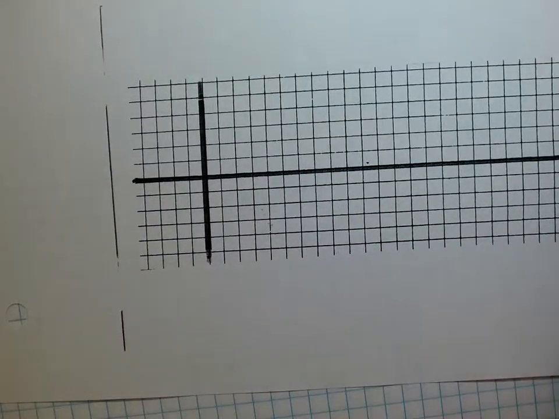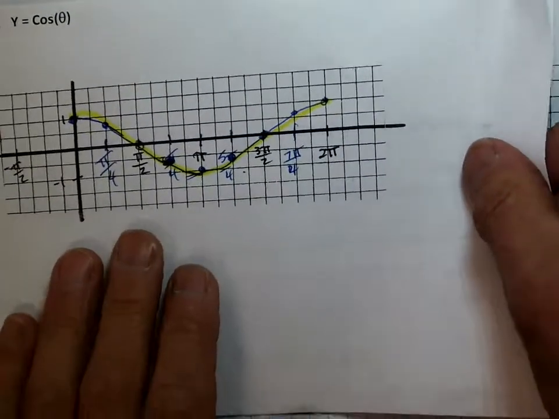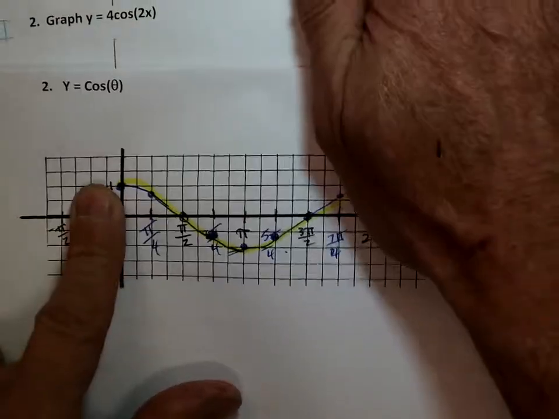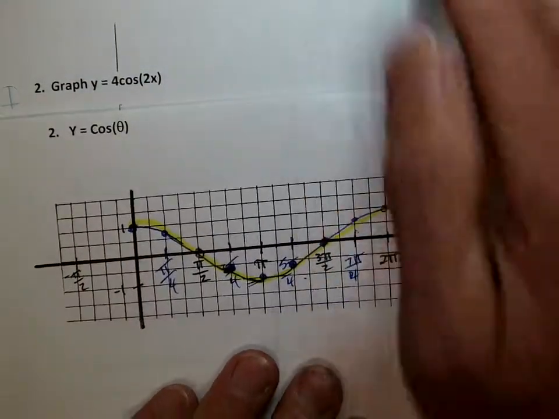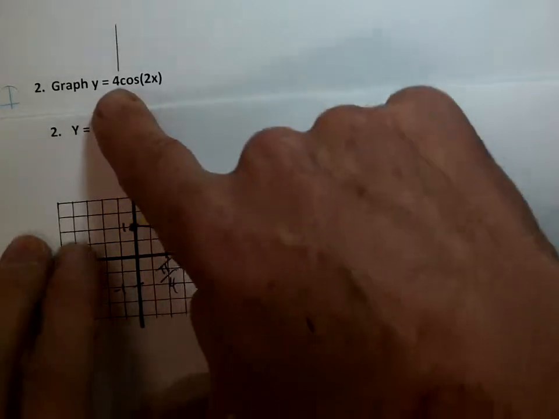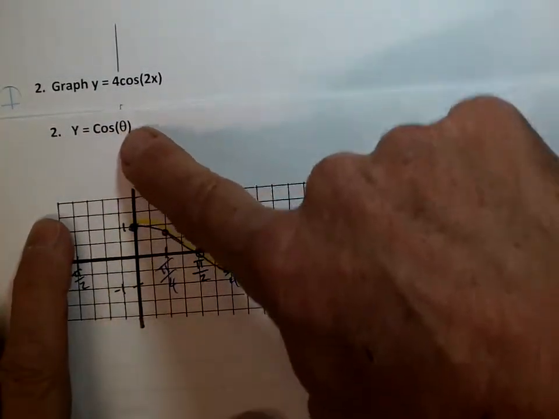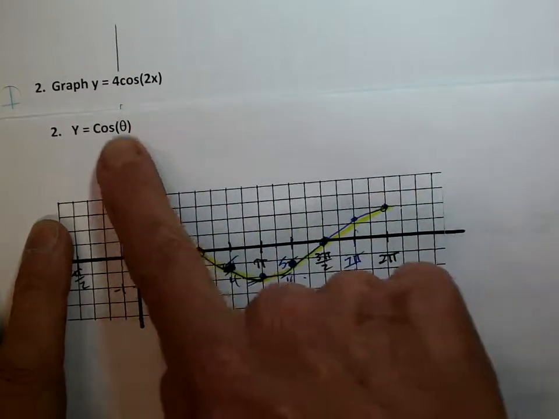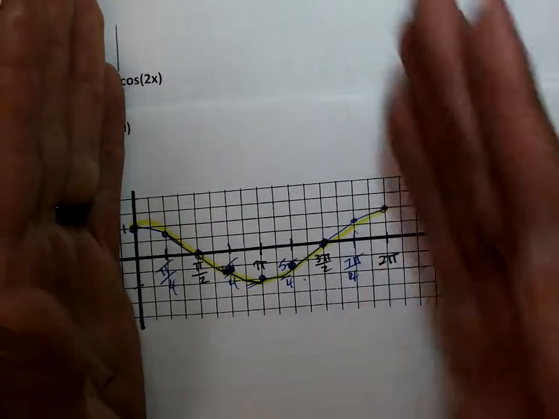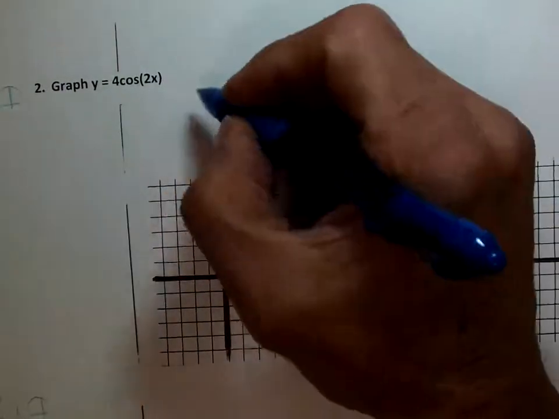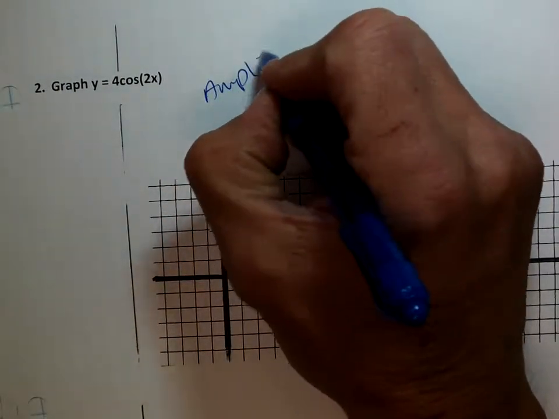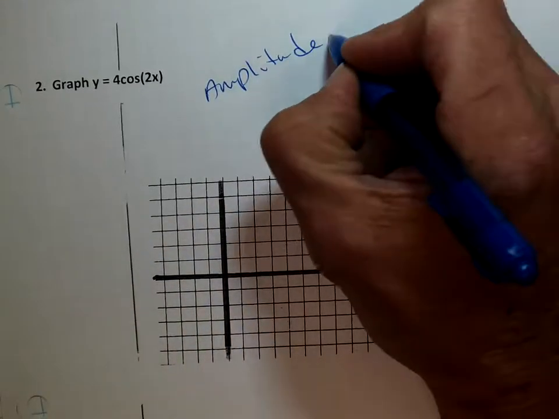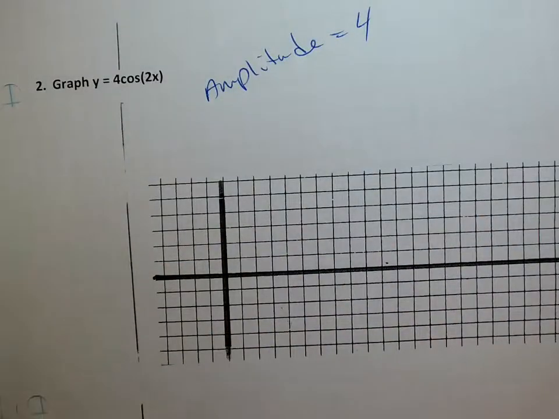Okay, let's look at the next one, cosine. So I want to take this curve, right? And what I want to do with this curve is make it go to a height of 4. So it's going to start way up at 4 and go down to -4 and back up to 4, right? But I need two of these curves within this, okay? So I know the amplitude is going to be 4. Height of 4, down to -4.